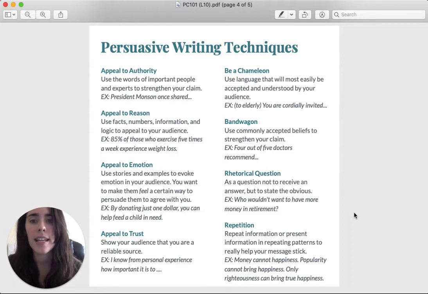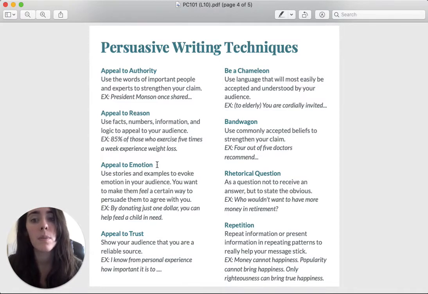I will go ahead and attach this slide at the end of the announcement as well so that you can pull this up and review it and use it on your own while you're writing. But basically we have an appeal to authority. This is where you want to use a source that is important or well known, like you could say President Monson once shared, and then give a quote. An appeal to reason, this is usually where you're going to use your facts, your numbers, your statistics. You want to show logically that your position is correct.